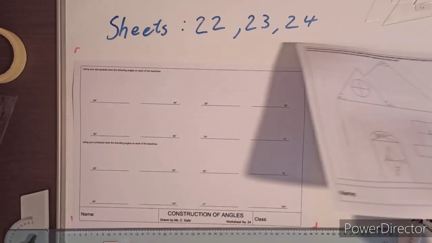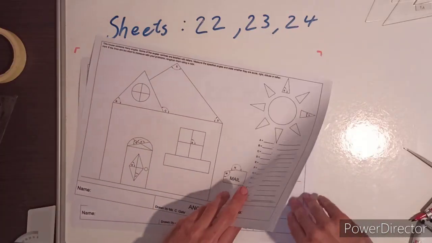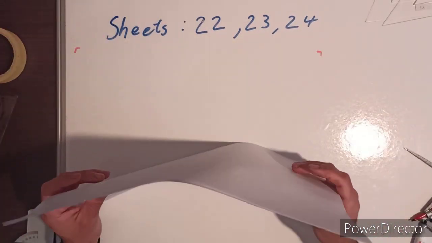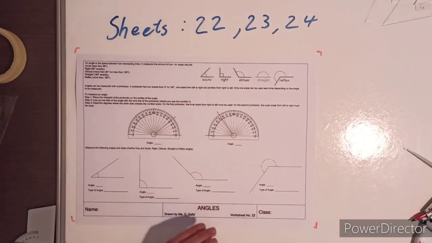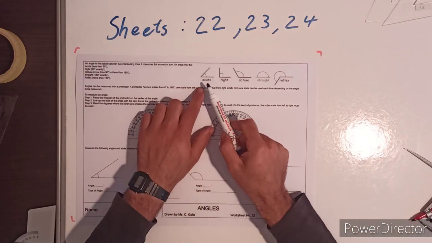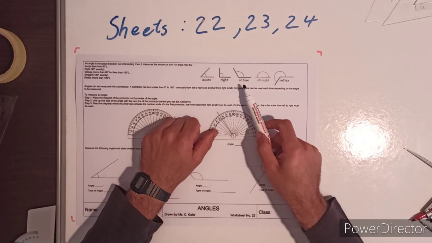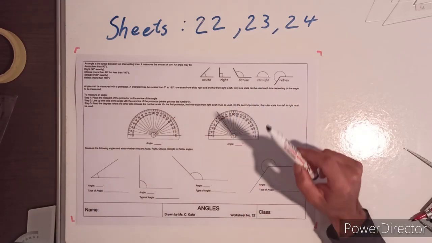So let's start with page 22. So page 22, which is this one. Okay, so this is page 22. We're going to first have a look at what type of angles there exist. Okay, so the first type of angle is called an acute angle. The second type is a right angle. The third is an obtuse angle. Then we have a straight angle and a reflex angle.